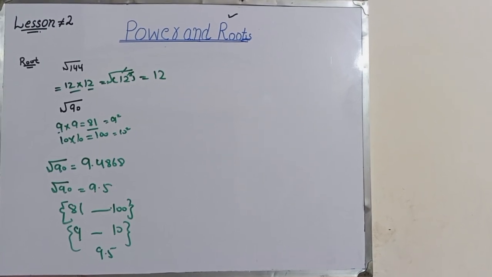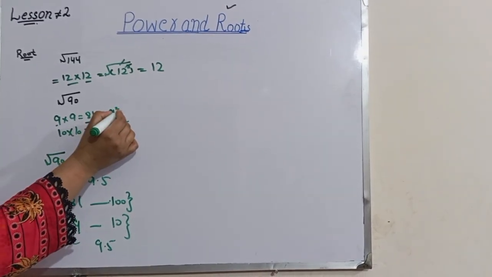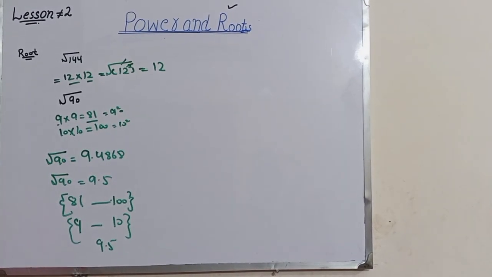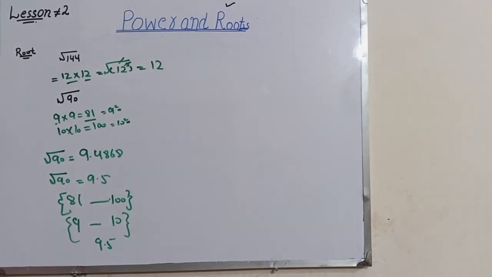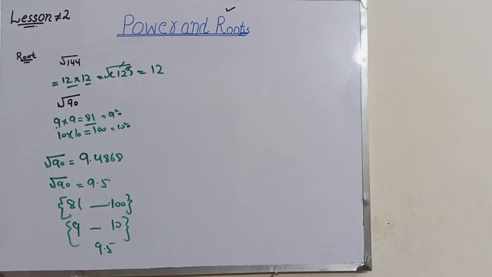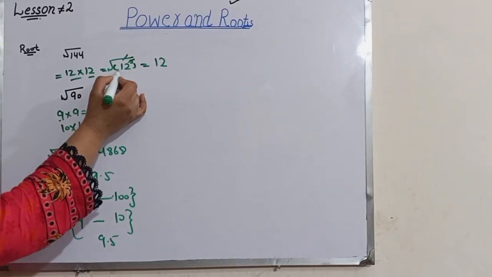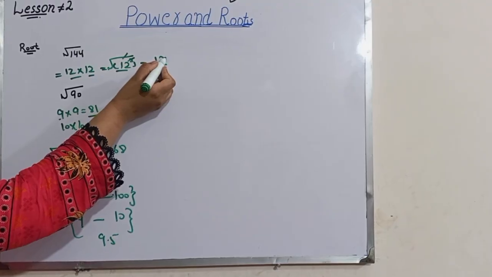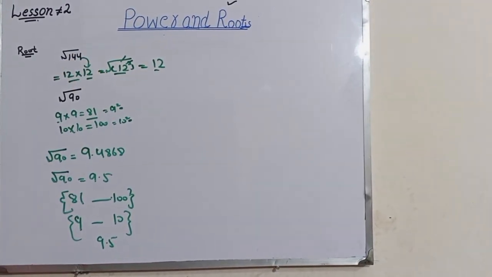So remember, power tells us how many times to multiply a number by itself. Again, I repeat, power tells us how many times to multiply a number by itself, while roots help us work backward to find the original number.